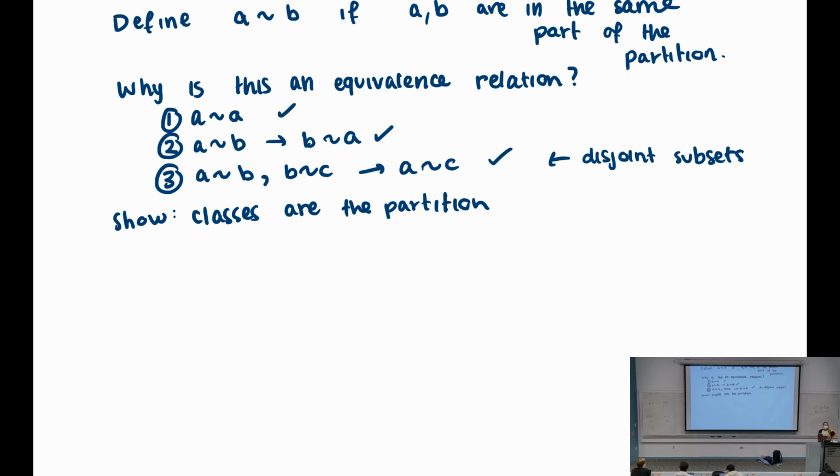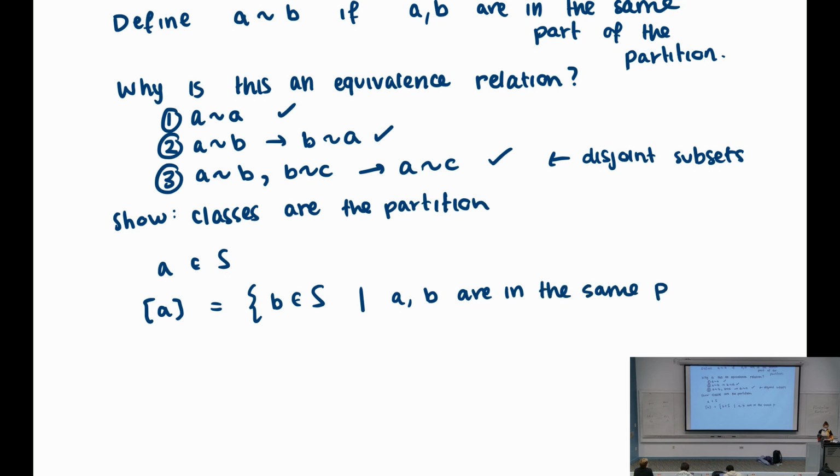If you have some element A, and you have the equivalence class of A, then that class is going to be all elements of S that are in the same partition as A. That's just the partition itself. So this equivalence class would be equal to that part of the partition.